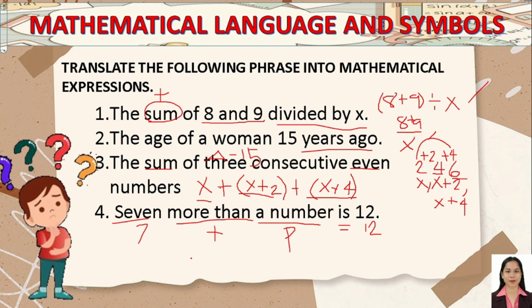So simply, you can rewrite this as 7 plus p is equal to 12, or we have to write it as p plus 7 is equal to 12. So this is how we are going to translate phrases into mathematical expressions.